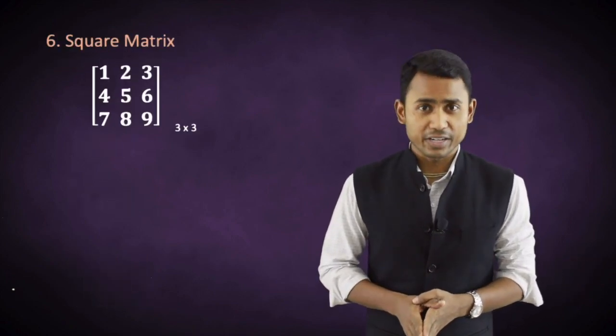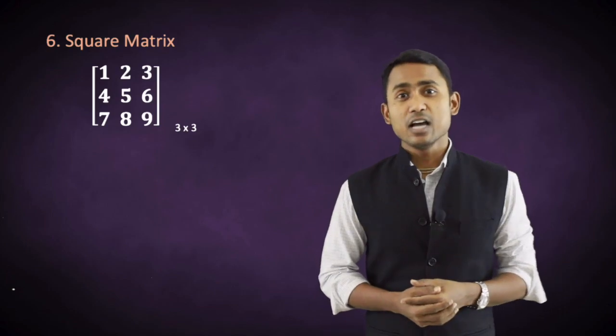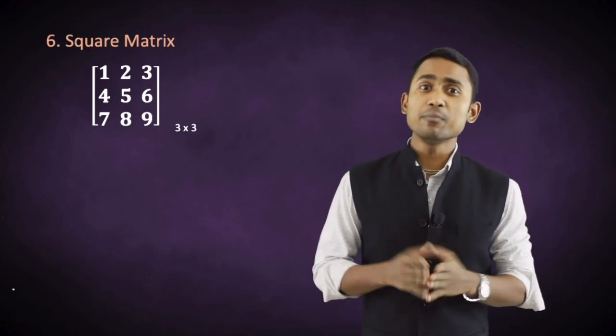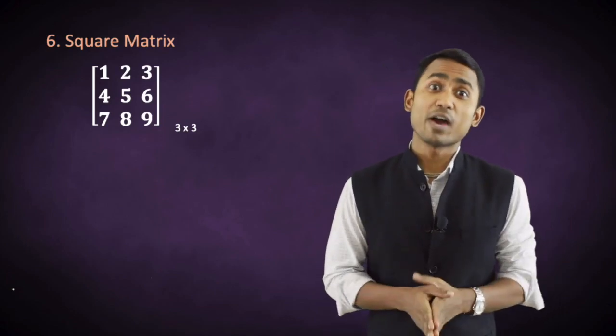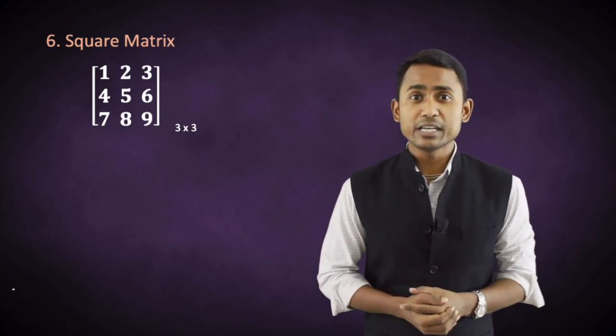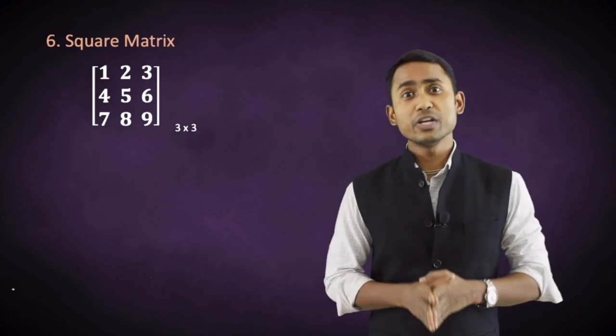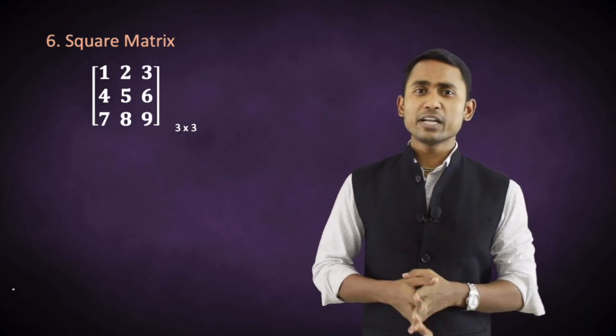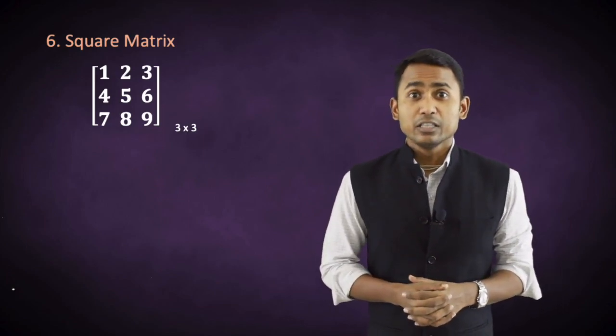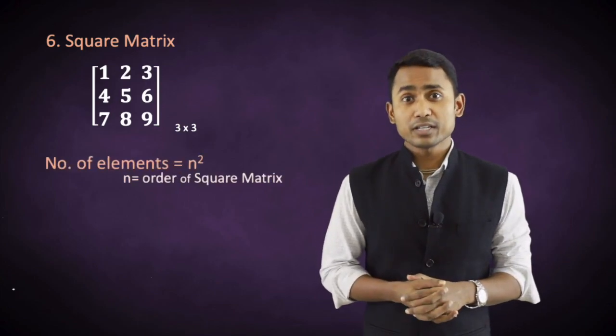Then we have a very important matrix which is called square matrix. So what is a square matrix? A matrix which has the same number of rows and columns is called square matrix. For example, you can see here this matrix has 3 rows and 3 columns, so it is called a square matrix.